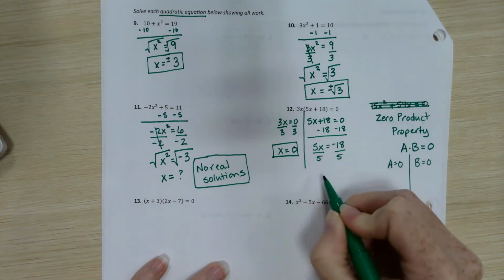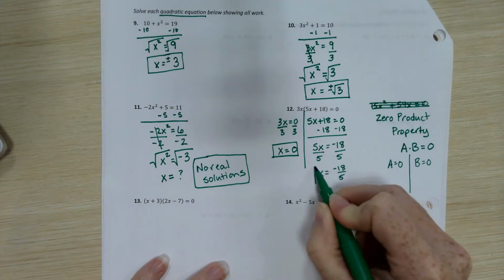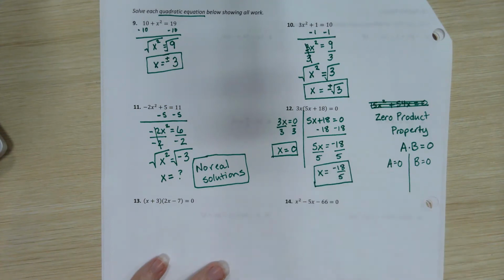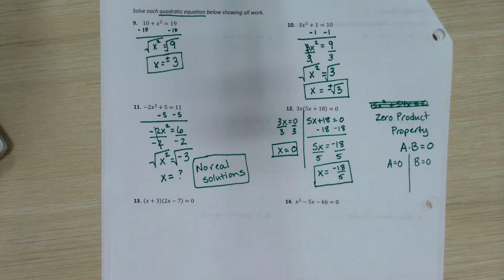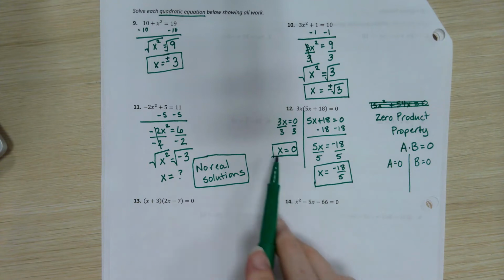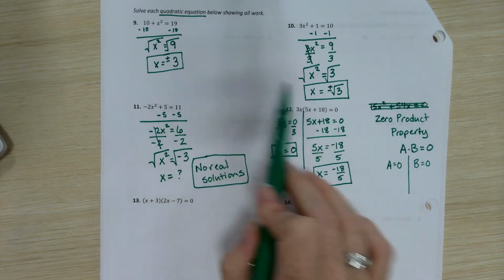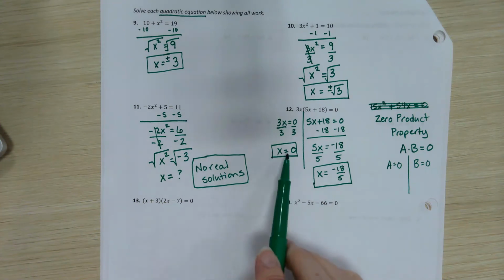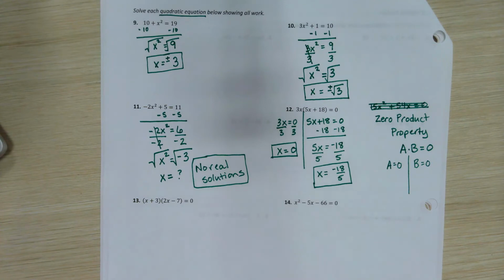Divide both sides by 5. You could report that as a decimal if you like, but I'm just going to leave it as an improper fraction. I would reduce that if I could, but there are no common factors between negative 18 and 5. So we're back to having two potential answers, but they're not opposites like they were for the first two problems that we did. They're unique and different because these two factors are unique and different. Different values of x make them equal to 0.